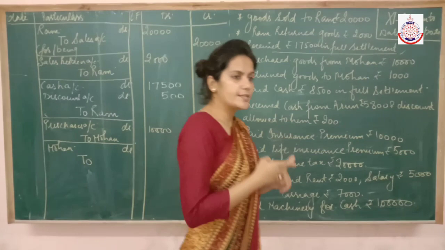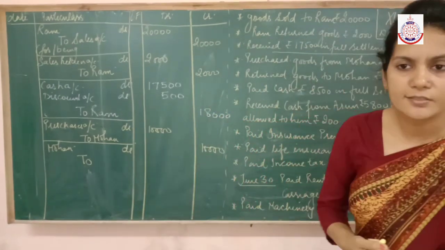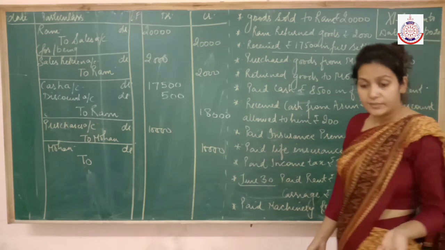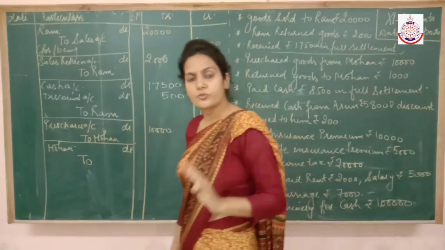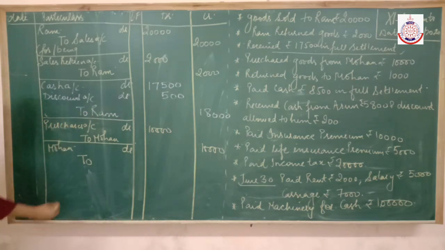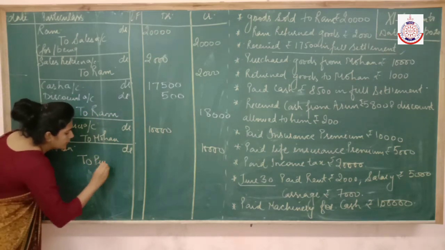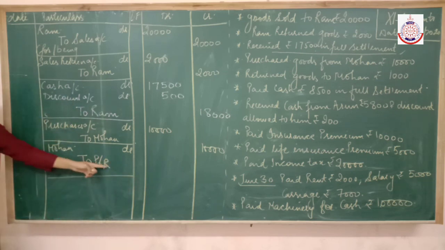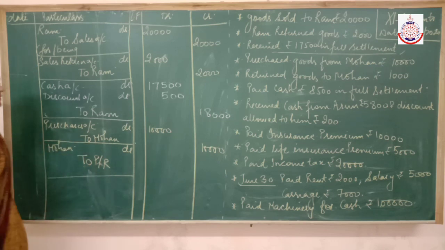So when you purchase the goods, you use the word purchases. When you sold the goods, you use the word sales. Now when you are returning the purchased goods, then you have to use the word purchases return. So right here, Mohan to purchases return. Don't write in abbreviated form, write in full form. Mohan to purchases return. 1,000.